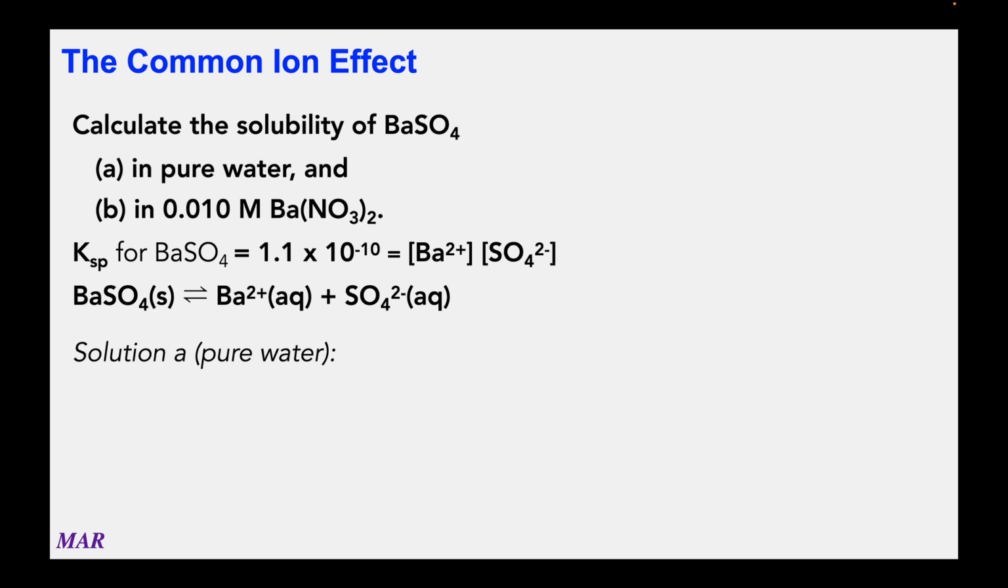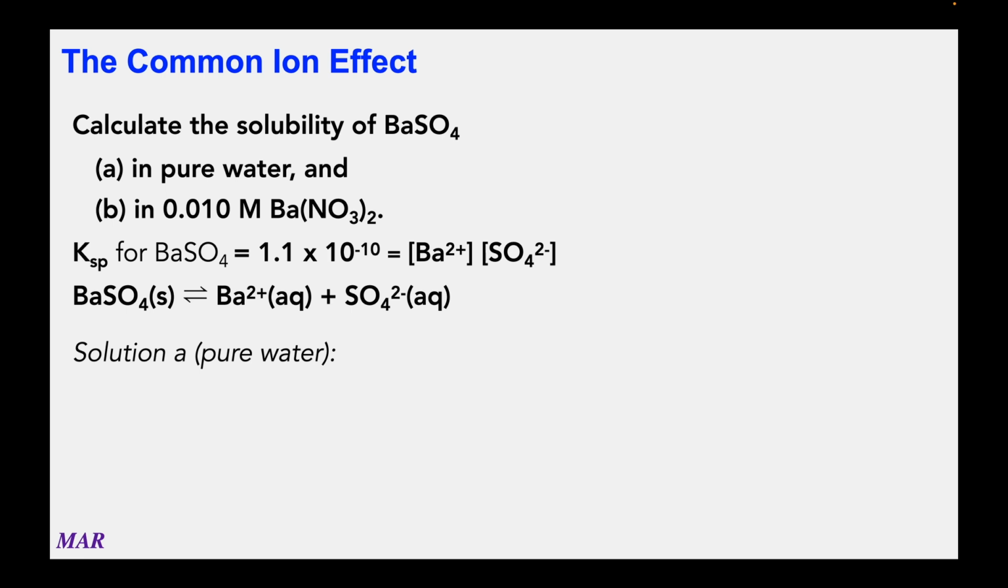So let's calculate the solubility of barium sulfate in pure water and in the presence of some barium ion. Now, barium nitrate is a compound that's very soluble in water. All nitrates are soluble. It'll break down into barium 2 plus and nitrates. It's the barium 2 plus we're going to be interested in here in B. So for the first part, KSP equals 1.1 times 10 to the minus 10 for this reaction. And notice that KSP equals barium times sulfate.